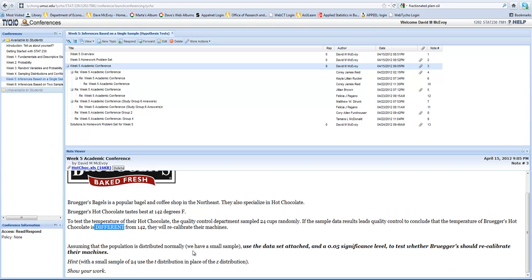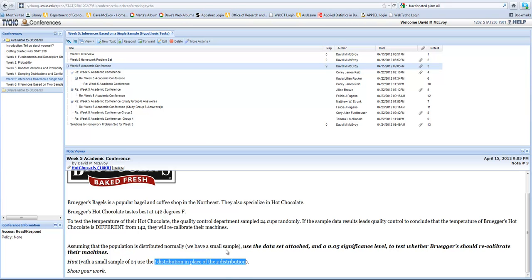So we assume the population is normal. We have a small sample, so that's implicit there. We have to make that assumption and use the data attached at a 0.05 significance level to test whether Burger's should recalibrate their machines. In other words, to test whether the hot chocolate is indeed different from 142 degrees Fahrenheit on average. And we're going to use the t-distribution in place of the z.